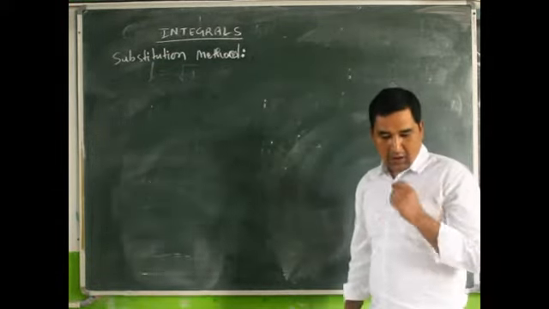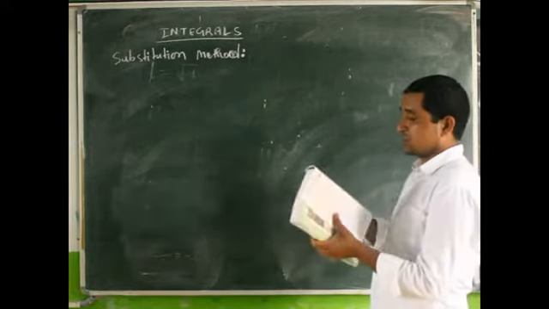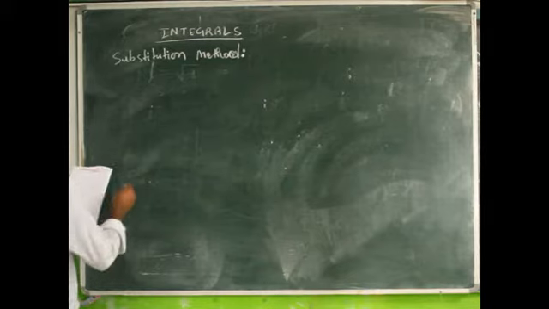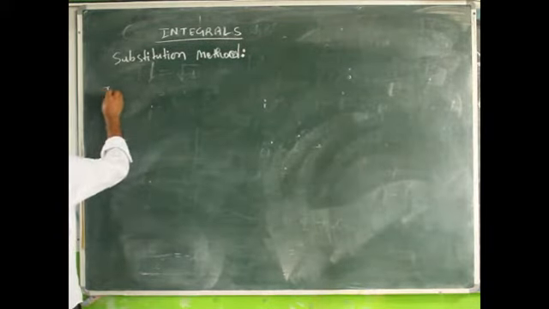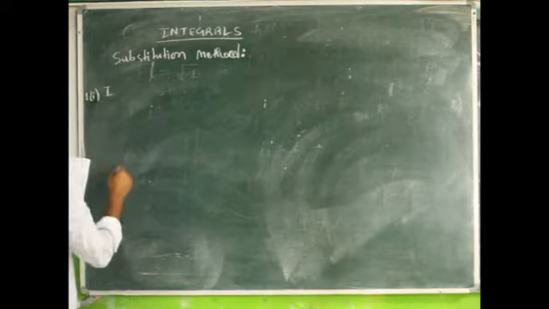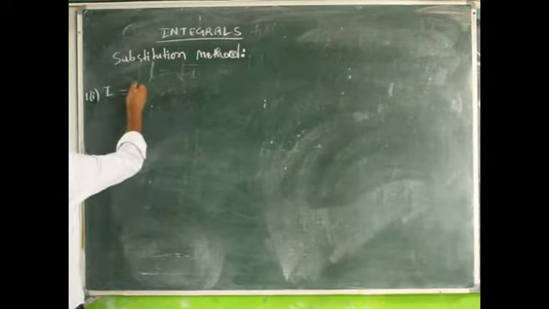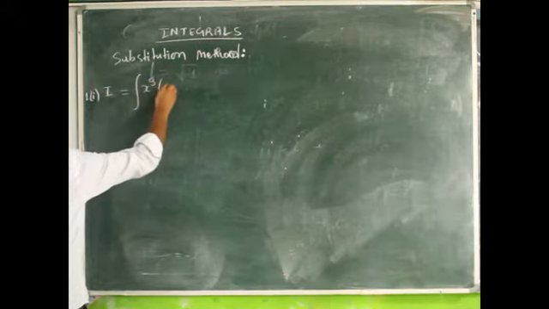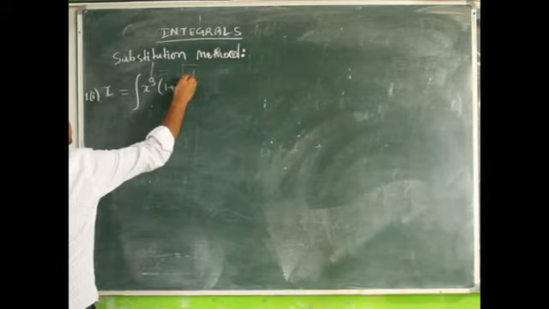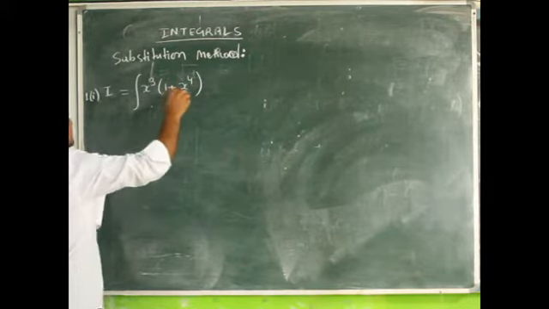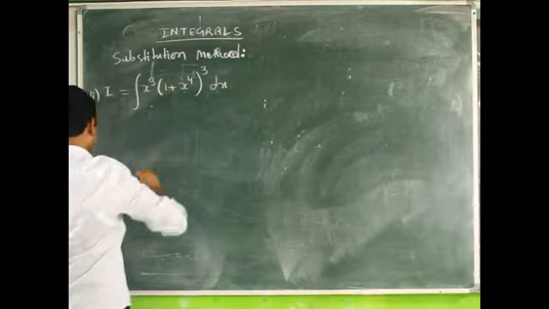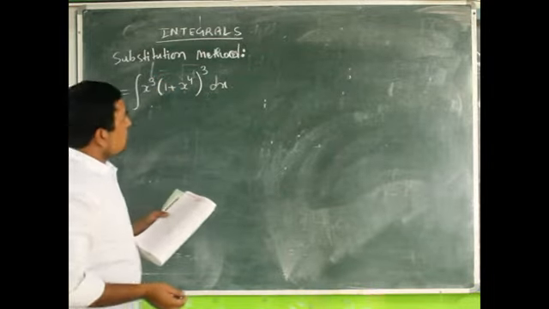Okay, first question. Let me write the question. Question number 1, sub-question 1. I equals the integral of x cube times (1 plus x to the power 4) whole power cube, dx. And this is the question. Then I.